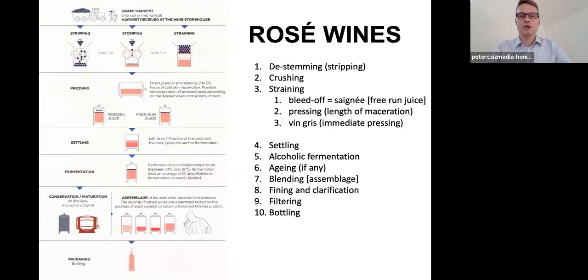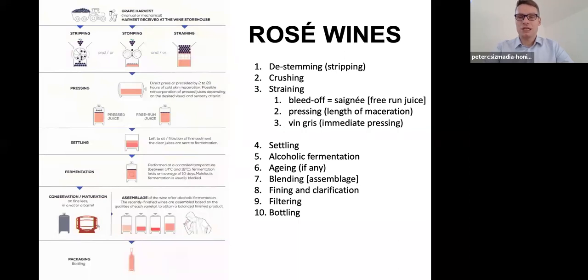Alcoholic fermentation goes through, and sugar is converted into alcohol, following which there may be some aging, but again, it's very unlikely. And then the next step is blending.